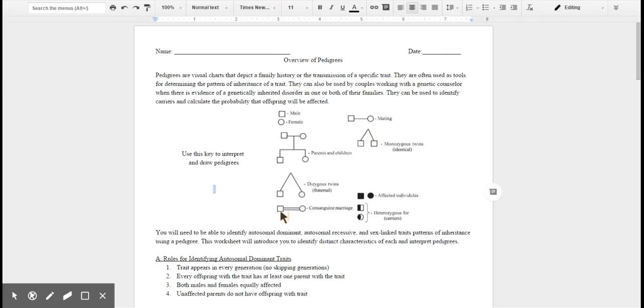Right here we have double lines. What double lines represent, it says, is a consanguineous marriage. What this is, is incest. So it's people that are related to one another having children. Now the reason that this is in here, and it's actually fairly common in pedigrees, is because besides all of the social, emotional, psychological bad things about incest, there's a biological component to it as well.